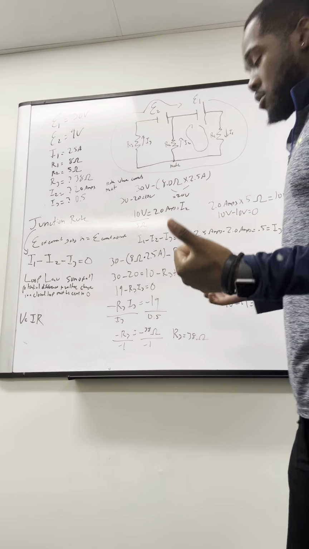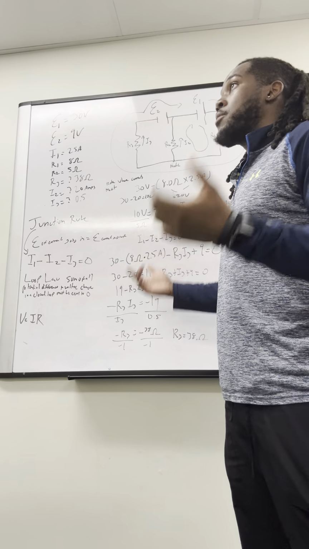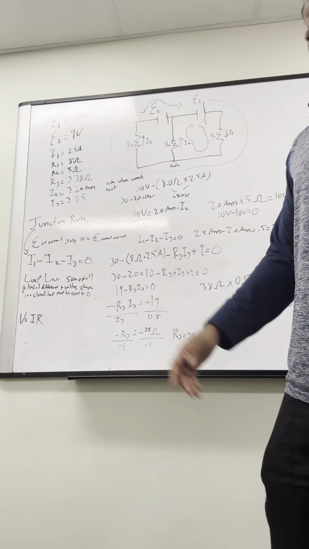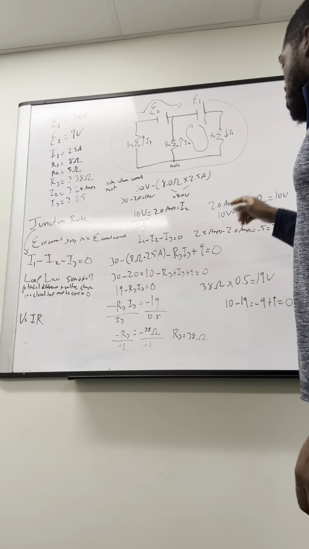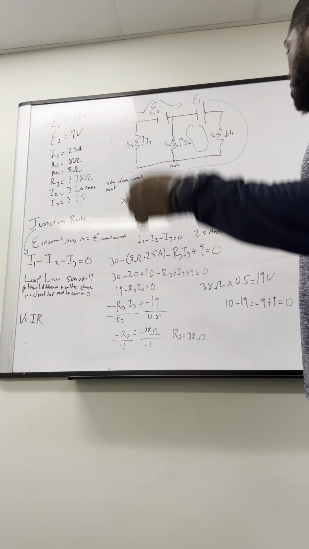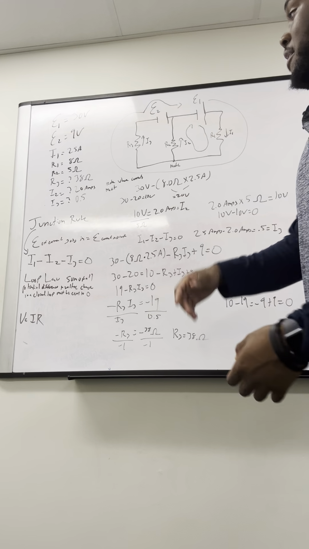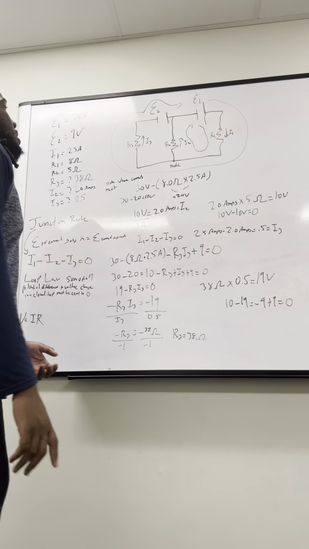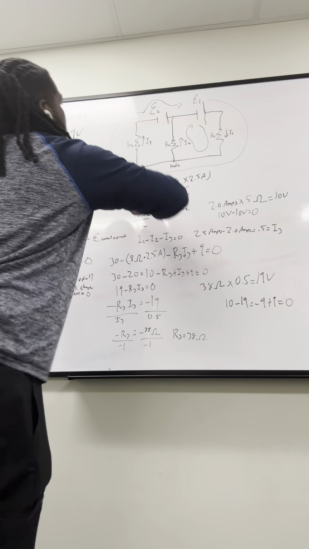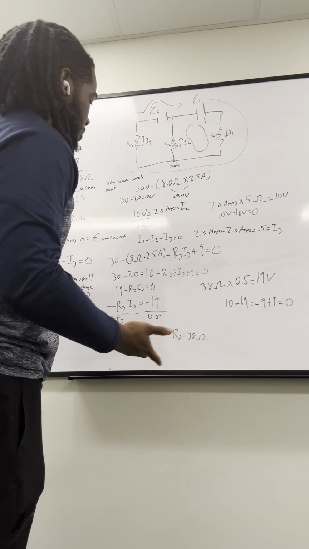Okay, now that we've figured out I2, we have I1, now we can use the junction rule. The junction rule is I1 minus I2 minus I3 equals 0. We can simplify that to I1 minus I2 is equal to I3. I1 is 2.5 amps. I2 is 2 amps. 2.5 minus 2 equals 0.5. 0.5 amps is your I3. Now that we've figured out what I3 is, we can find resistor 3 because we can plug it into the equation now.